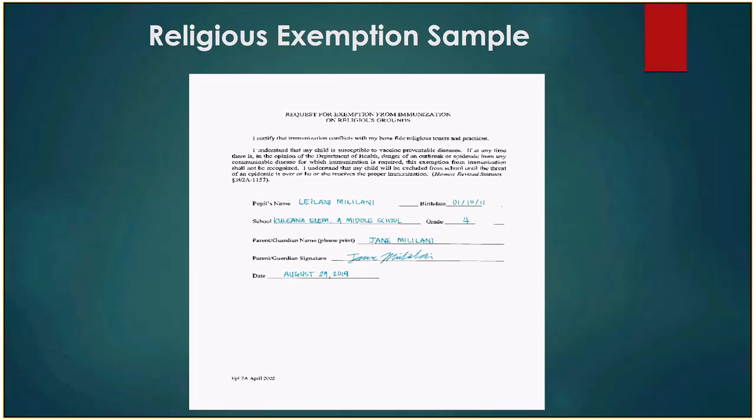To claim a religious exemption, the parent or guardian of the student must sign a statement, also known as the Epi-7A, certifying that the student's religious beliefs prohibit the practice of immunization.